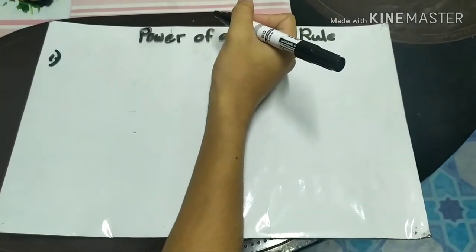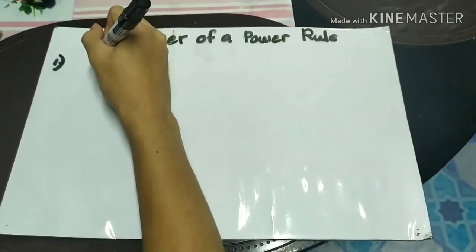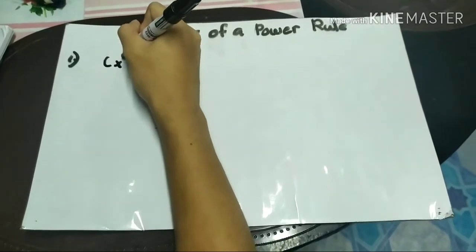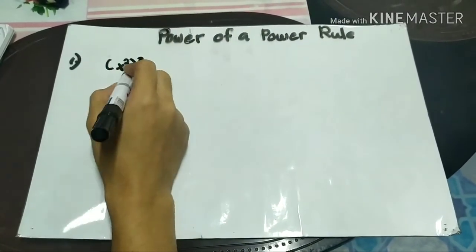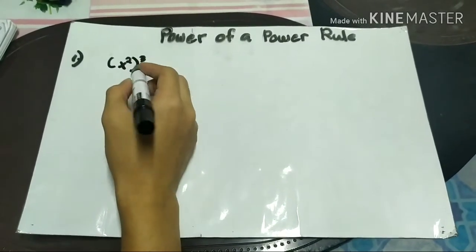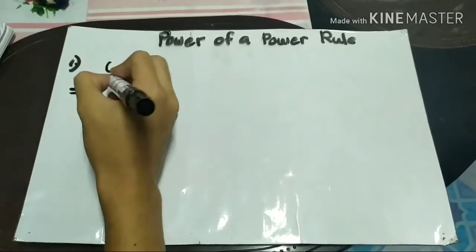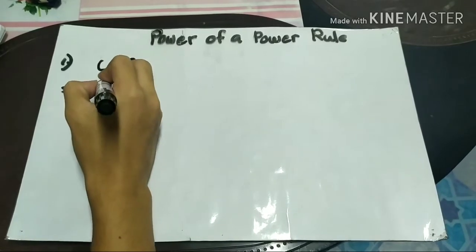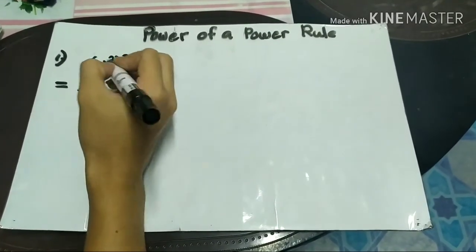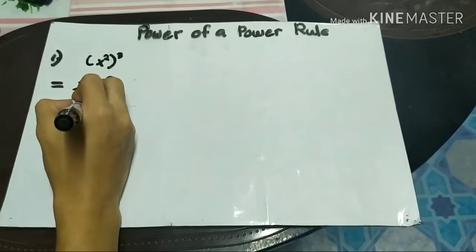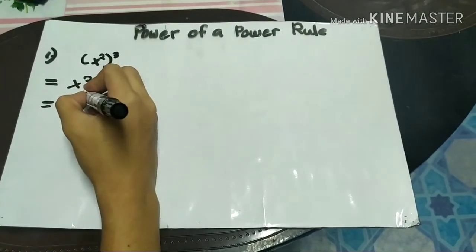Here is example number 1. Quantity x squared to the power of 3. Now we can just multiply the exponent. Equal x to the power of 2 times 3, equal x raised to 6.